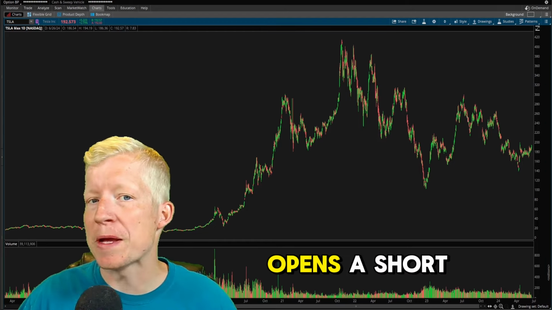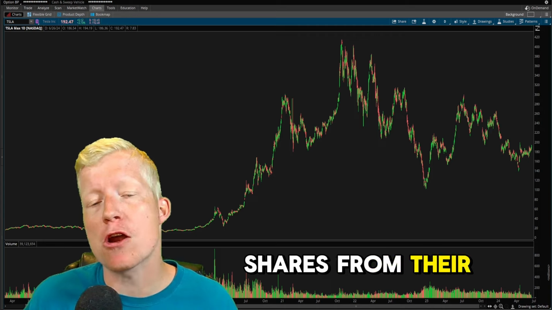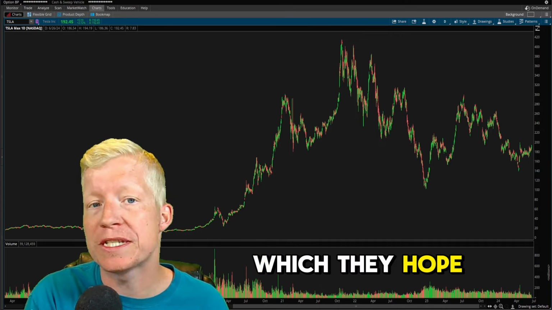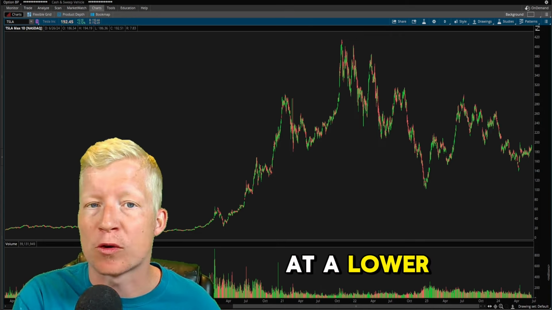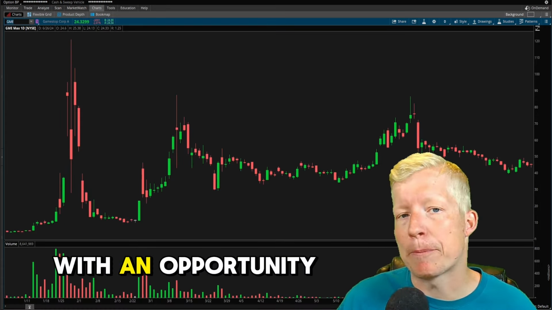When a trader opens a short position, they are borrowing shares from their brokerage, which they hope to buy back at a lower price and profit that difference. This provides us with an opportunity.